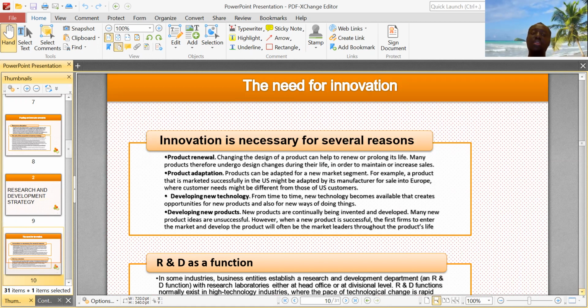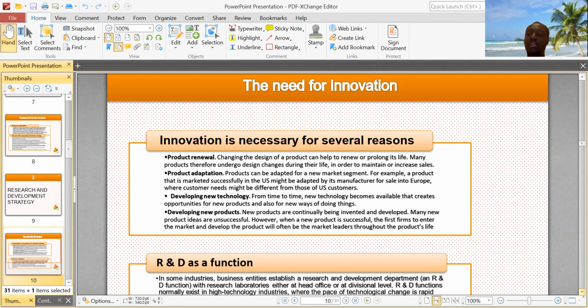Then you also have developing new technology. From time to time, new technology becomes available and creates new ways of doing things and opportunities for new products. And the last one is developing new products. This is where you're actually creating new products that haven't existed before. One thing is that many new product ideas are unsuccessful. However, when a new product is successful, the first firms to enter the market and develop their product will often be the market leaders. If you are successful with your product, you become a market leader.